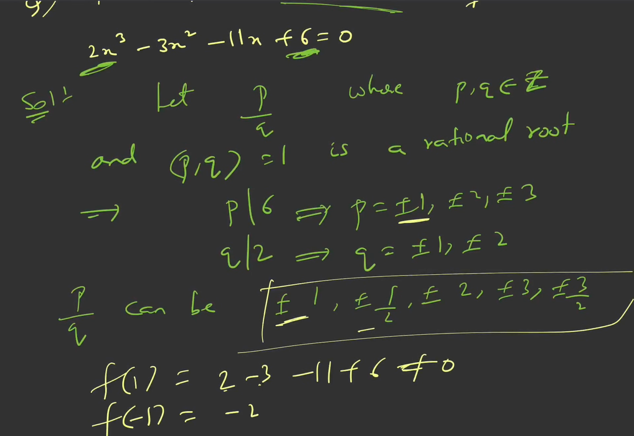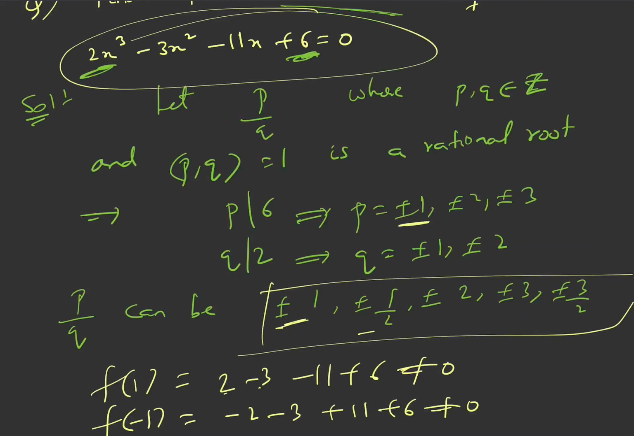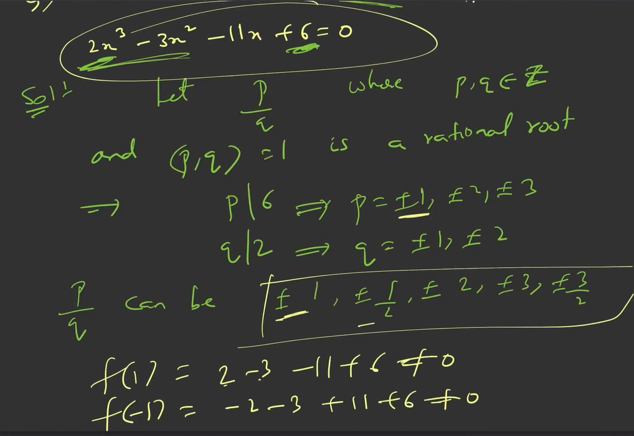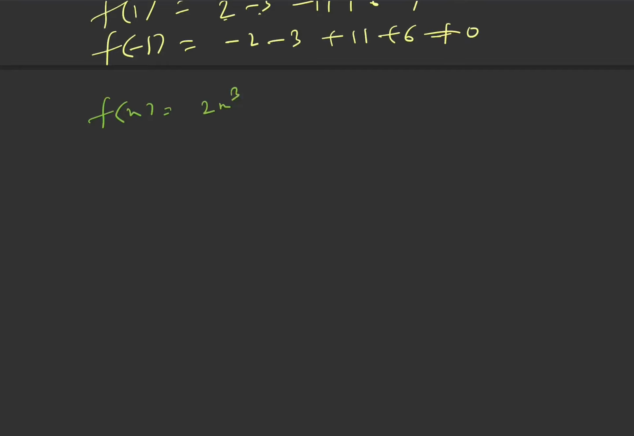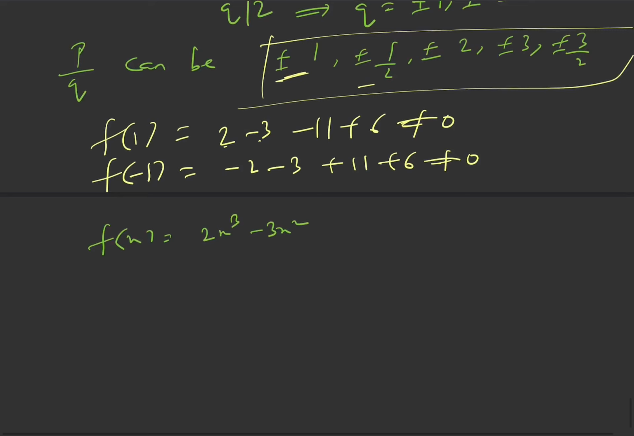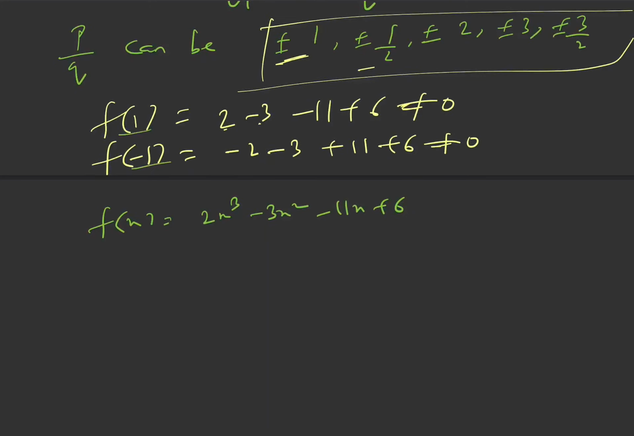Now let us check minus 1. So minus 1 would be minus 2 minus 3 plus 11 and plus 6. So this is also not 0, right? So I'm just checking all the values. You have to do this. This is a little bit lengthy, but you have to do it. So I'm just rewriting this f of x. f of x is 2x cube minus 3x square minus 11x plus 6.